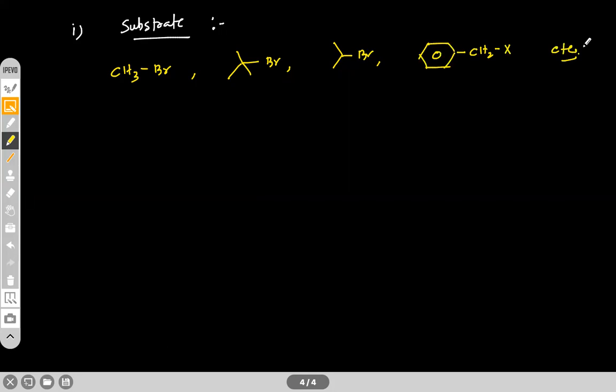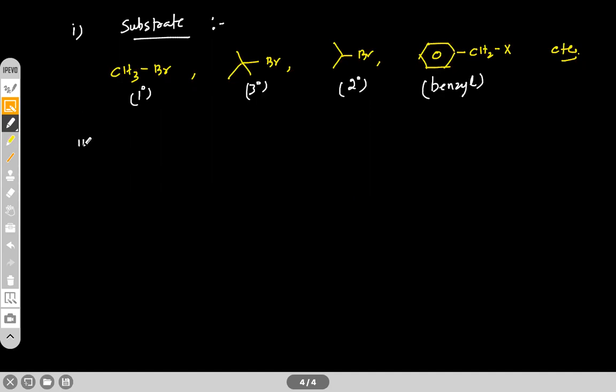Okay. So this depends on many factors. Basically, you should focus on this: this is a 1 degree alkyl halide, this is 3 degree, this is 2 degree, and this is benzyl halide. Okay.